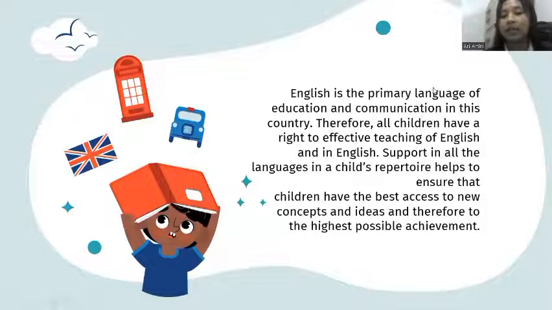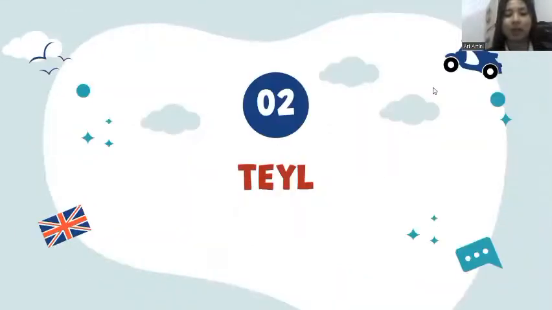So in conclusion, English is the primary language of education and communication in this country. Therefore, all children have to receive effective teaching of English. Support in all languages in a child's repertoire helps to ensure that children have the best access to new concepts and ideas, and therefore the highest possible achievement. Well, so that's all about early bilingualism.